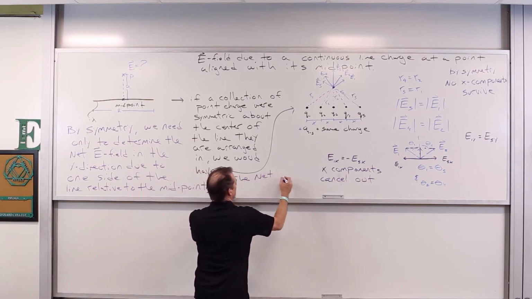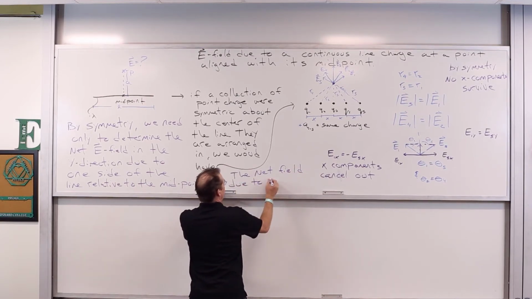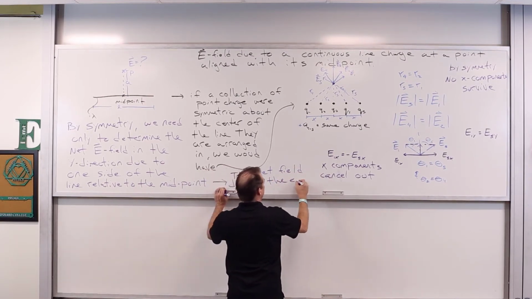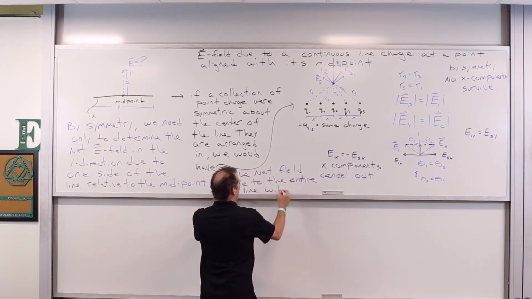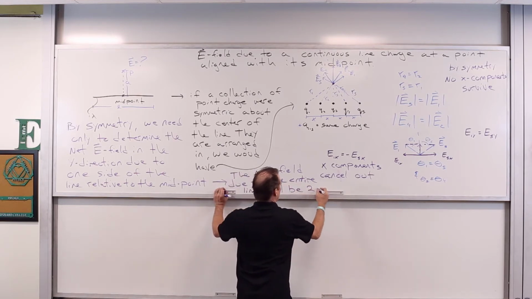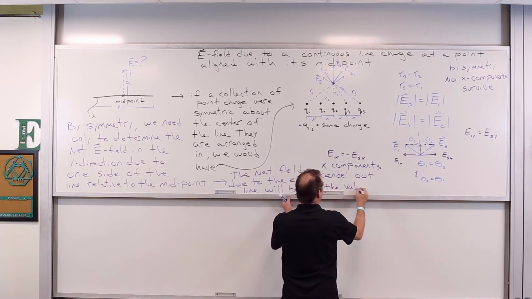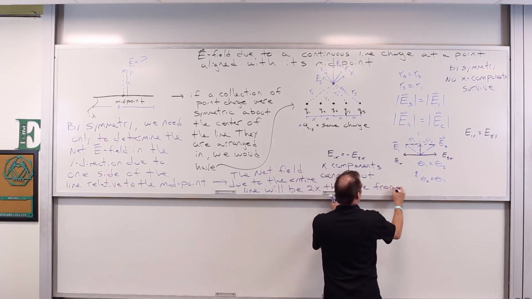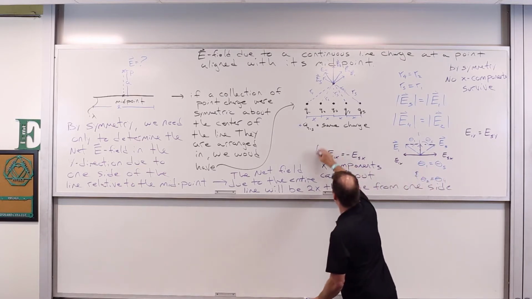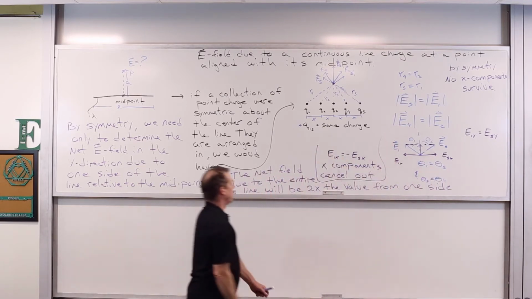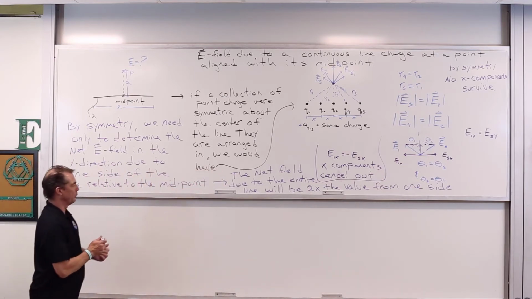Net field due to the entire line will be 2 times the value from one side. And look at how I just kind of snuck that in. Ooh, that's from something else. So yeah, a little bit messy, sorry about that, but I'm trying to conserve space a little bit.